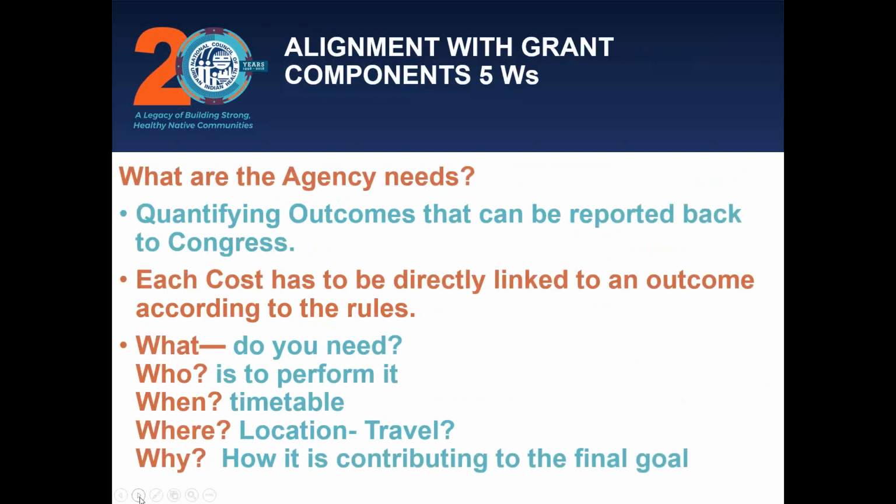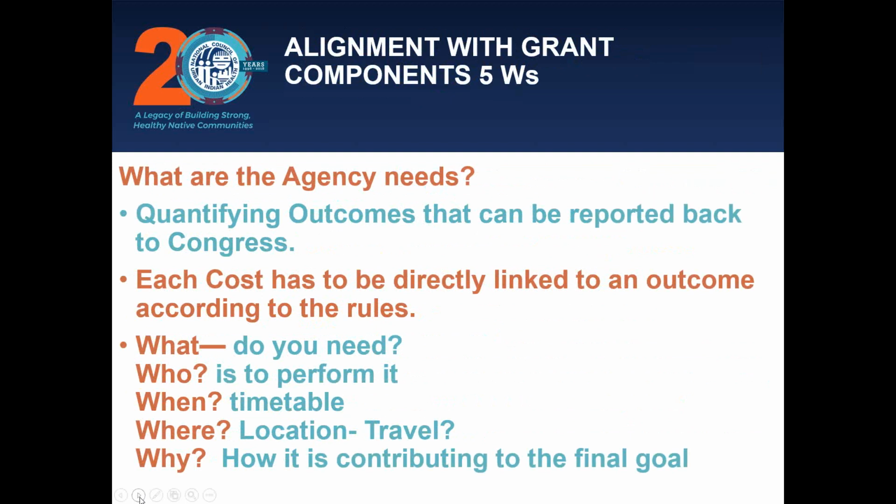So the next one is alignment with the grant components, the 5 W's, and all of this refers to the budget, mainly because we're talking about it, but it also refers to your narrative. What are the agency needs? What they really want is quantifying the outcomes that can be reported back to Congress. There is nothing else that they want.